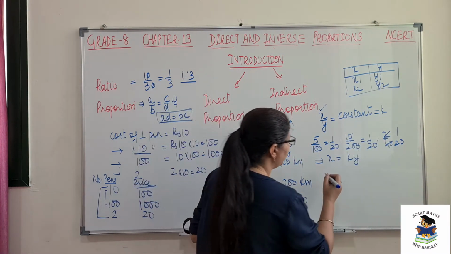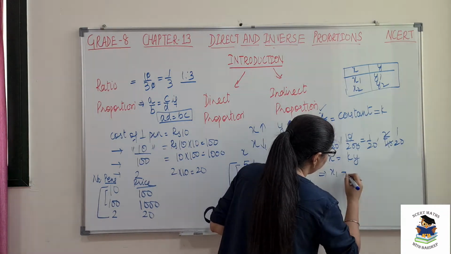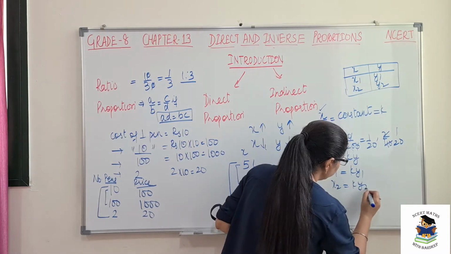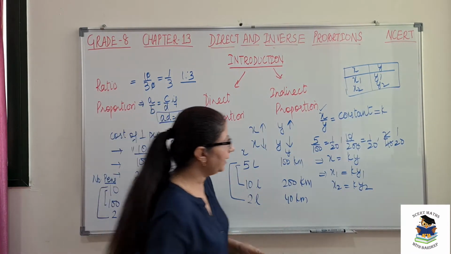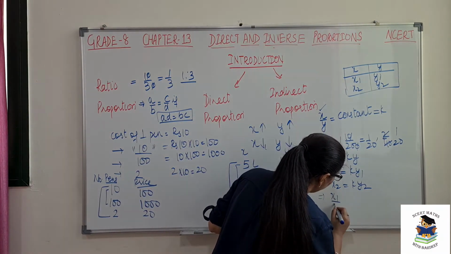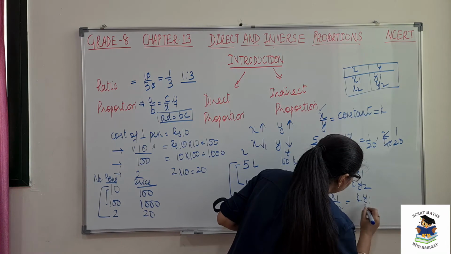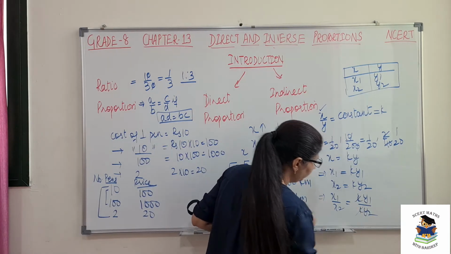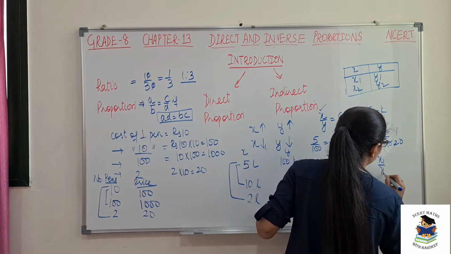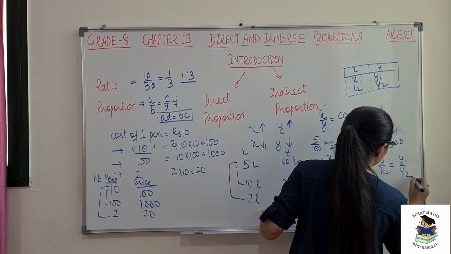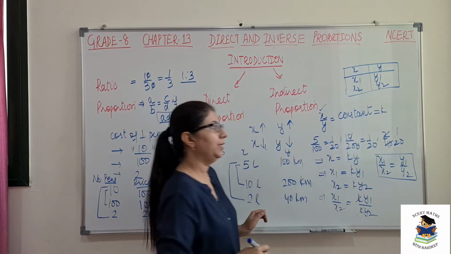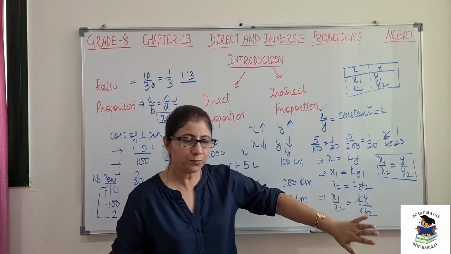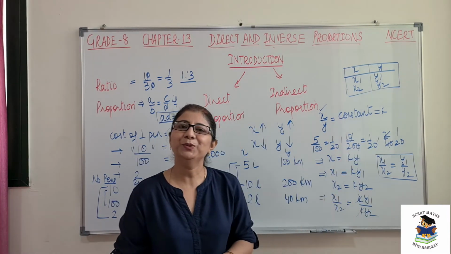Since k is the same for both, x1 is equal to k times y1, and x2 is equal to k times y2. If we divide them, we get x1 over x2 is equal to k times y1 over k times y2. Since k is a constant, it will be cancelled. So our formula for two quantities to be in direct proportion is x1 over x2 is equal to y1 over y2, where y1 and y2 are the corresponding values for x1 and x2 respectively.